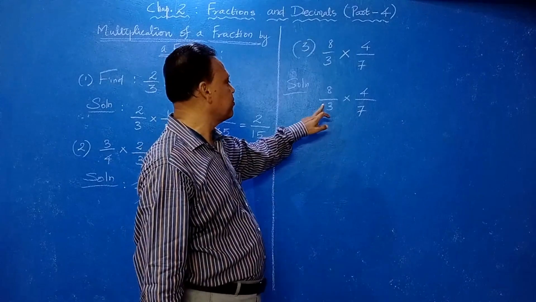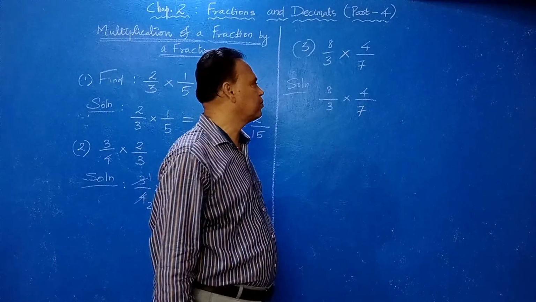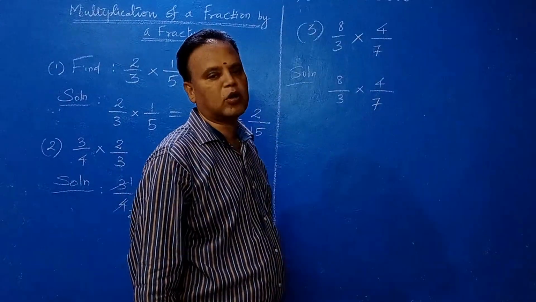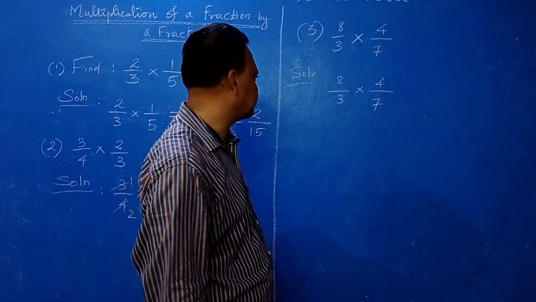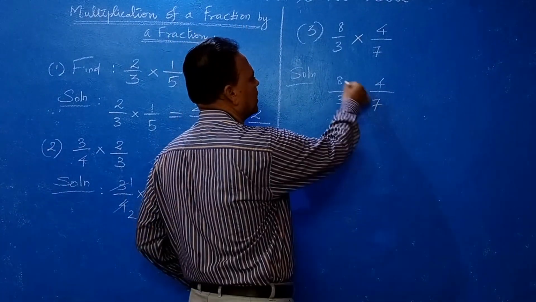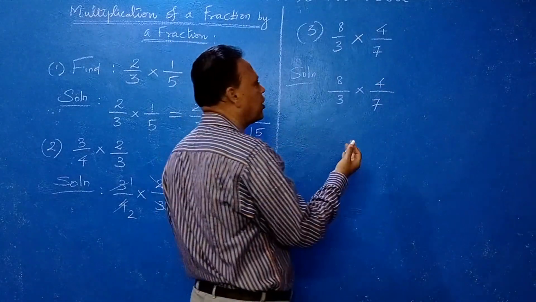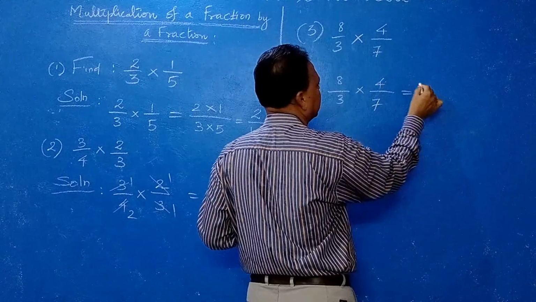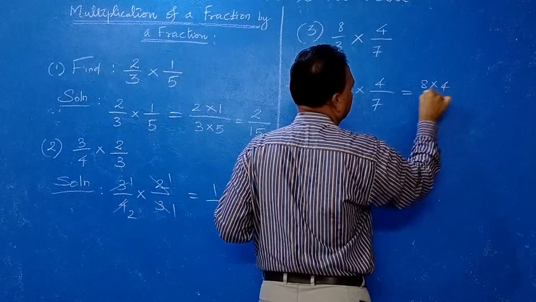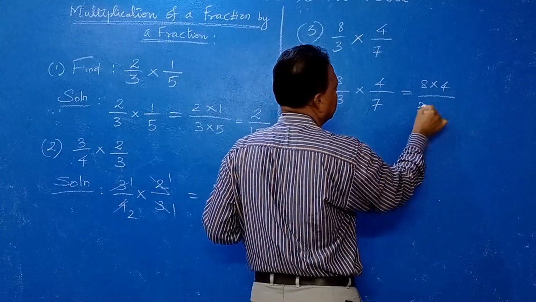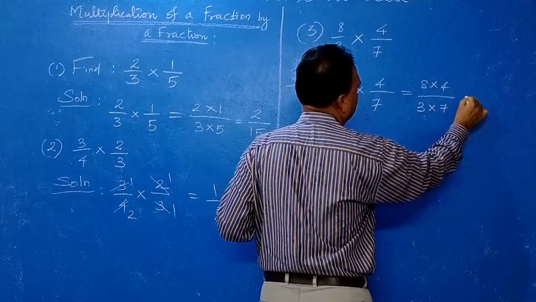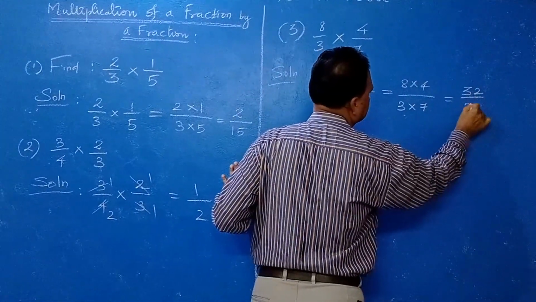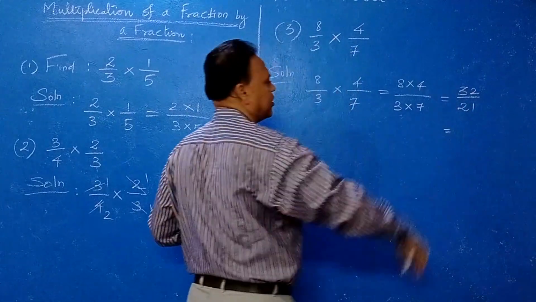Now an improper fraction into a proper fraction, how to multiply, you see. Same way, here you cannot simplify at all. So what you have to do is just multiply the numerator into numerator, 8 into 4, by denominator into denominator. So what will you get? 32 by 21.